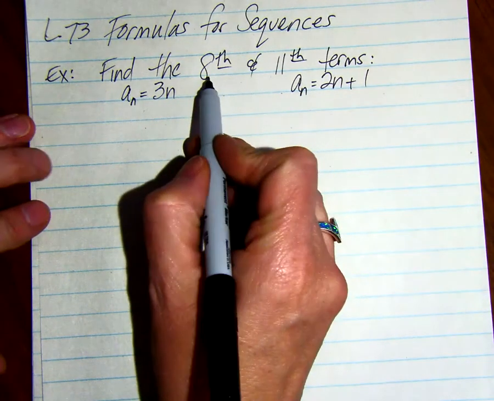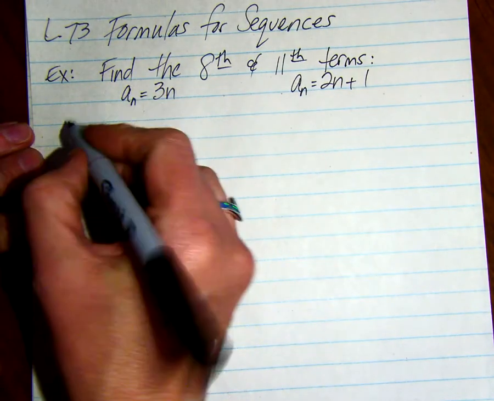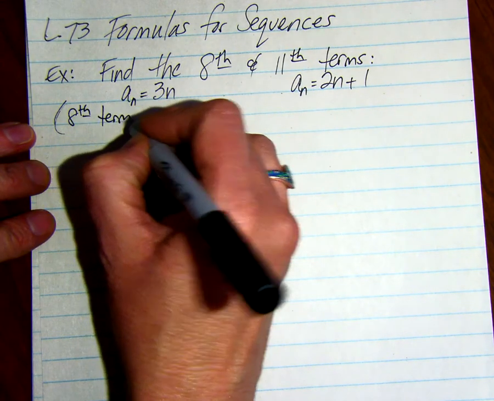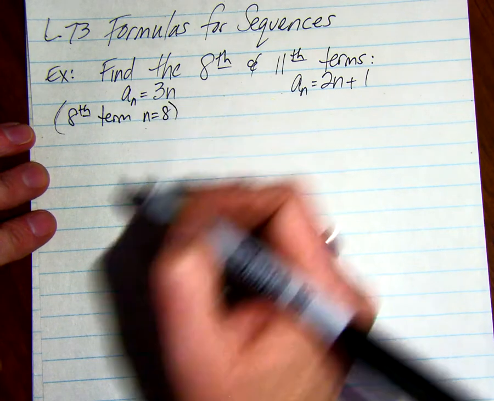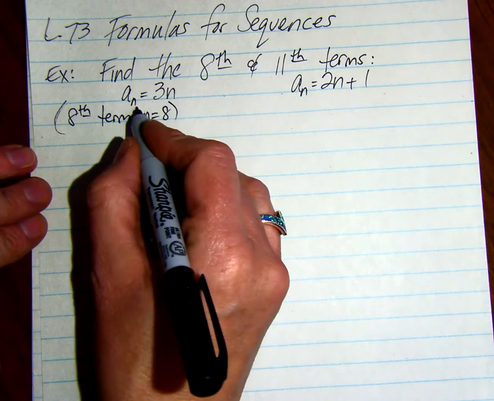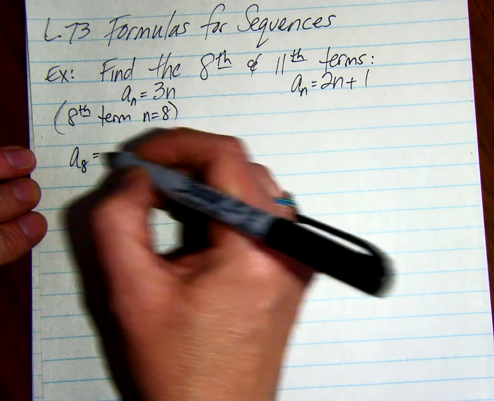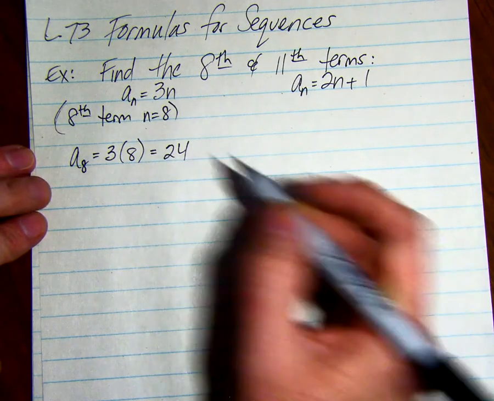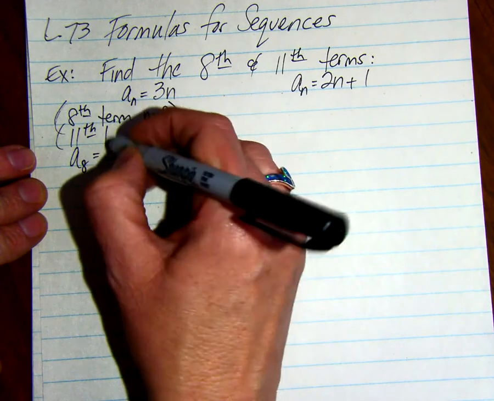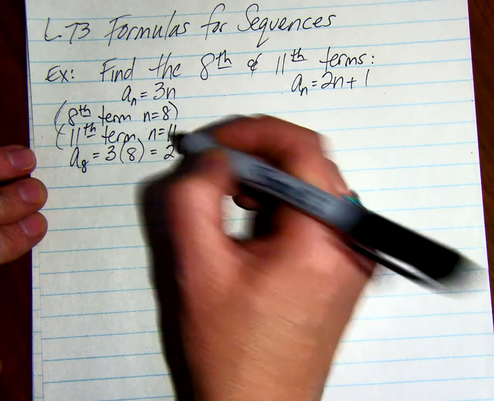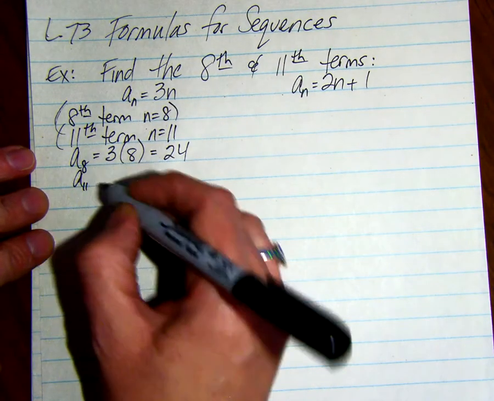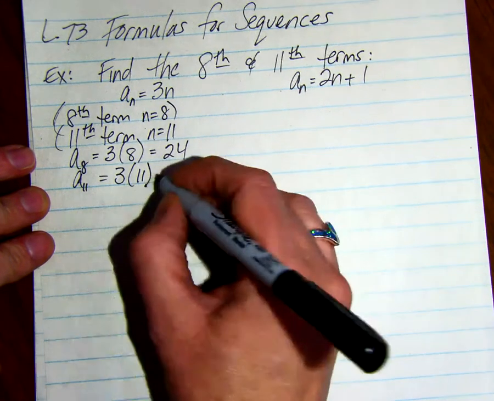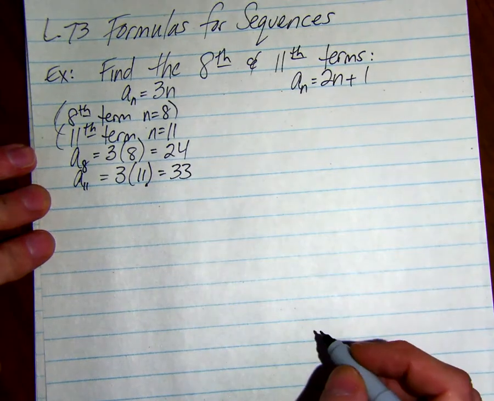So to find the 8th term, n equals 8. So we're going to have a sub 8 equals 3 times 8, or 24. For the 11th term, n equals 11. So a sub 11, that just means the 11th term, is 3 times 11, or 33.